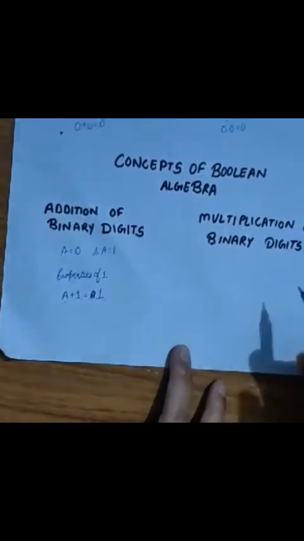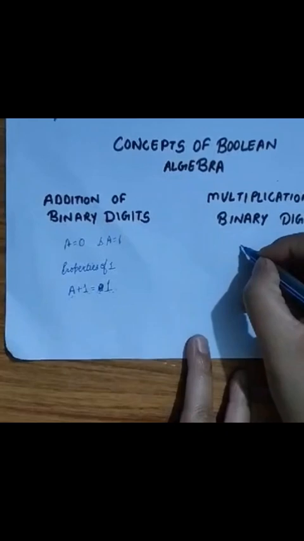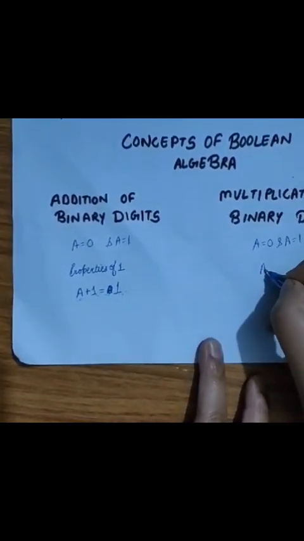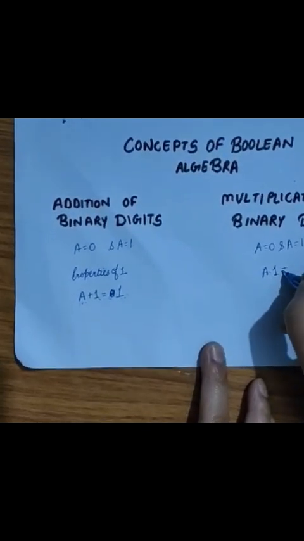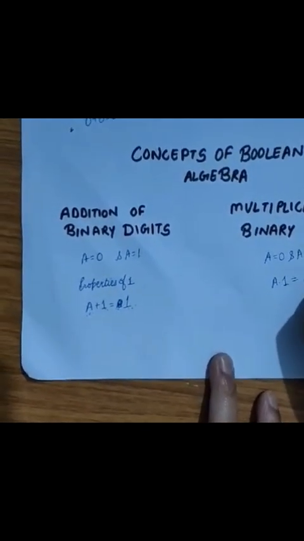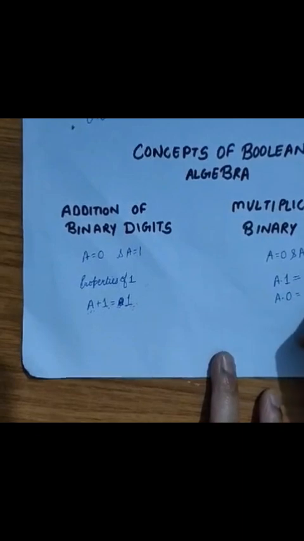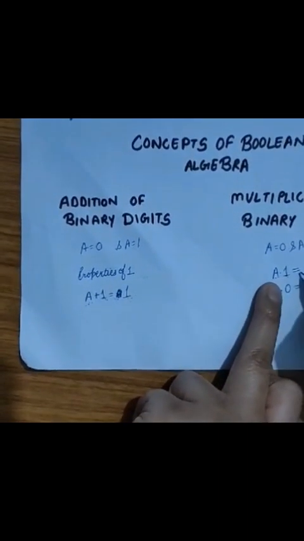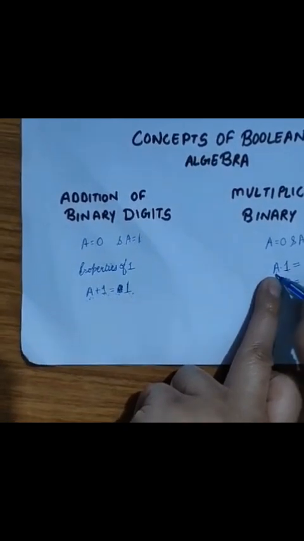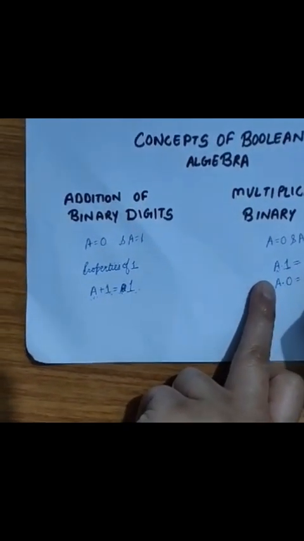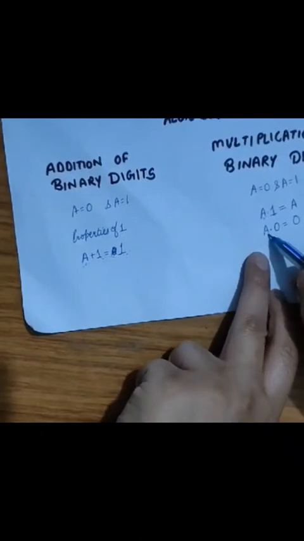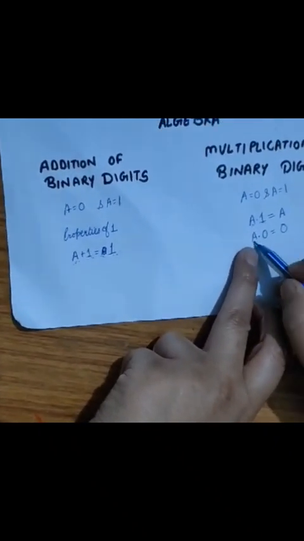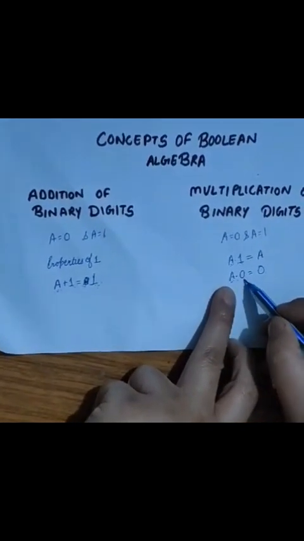For multiplication of binary digits, let's say A is 0 and A can be 1 as well. So A dot 1 is A and A dot 0 is 0. That is, if A is 0, so 0.1 will be equal to 0, that is A. And if A is 1, so 1.1 is equal to 1, that is A. And in the next case, if A is 1, so 1.0 is equal to 0. And if A is 0, then 0.0 is also 0.